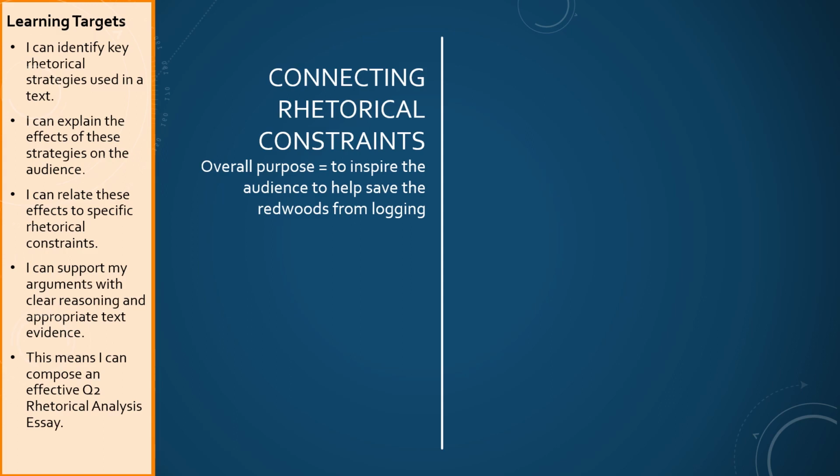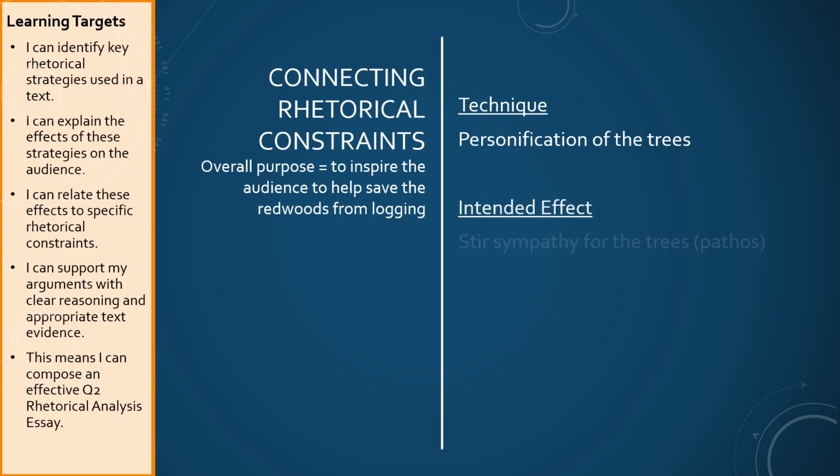So if that's his overall purpose there, one technique that we see him use is personification. A lot of you identified this. It was used 3 or 4 times throughout the whole essay. So that's one of his techniques. He personifies the trees. The intended effect in the audience, there's a couple of different effects, but I'm going to go with this one for now, I'm going to say that it's an attempt to stir sympathy for the trees, which is a pathos appeal.